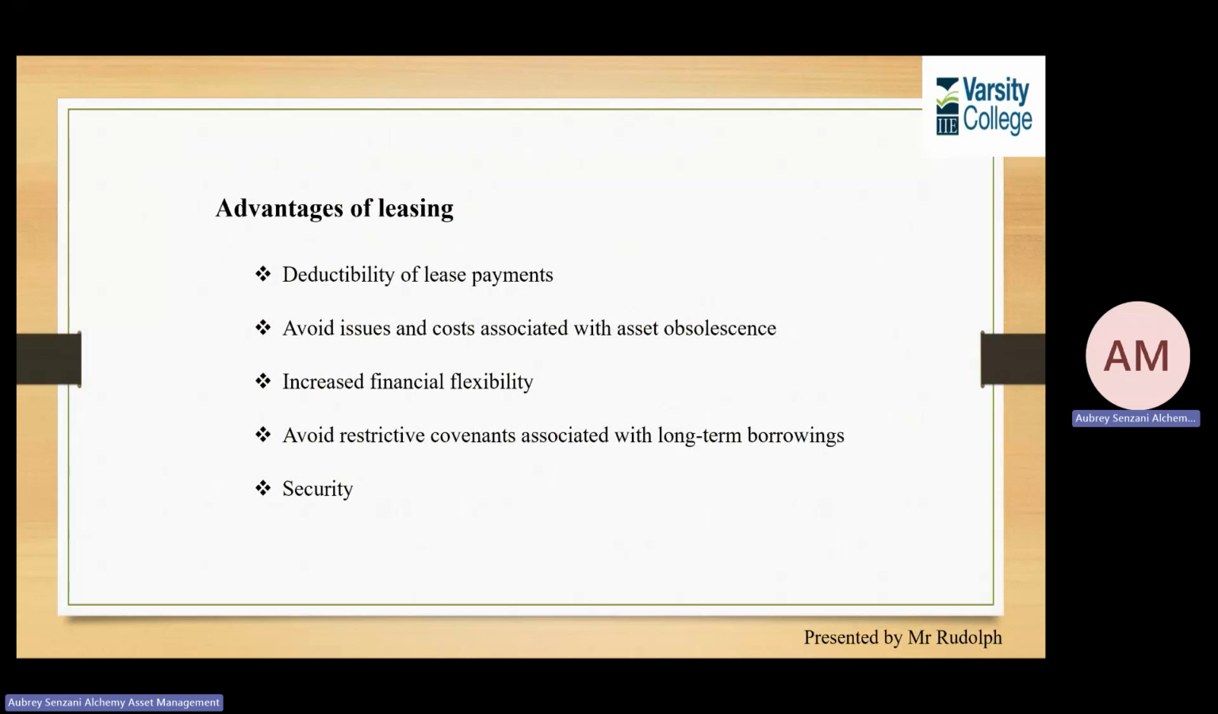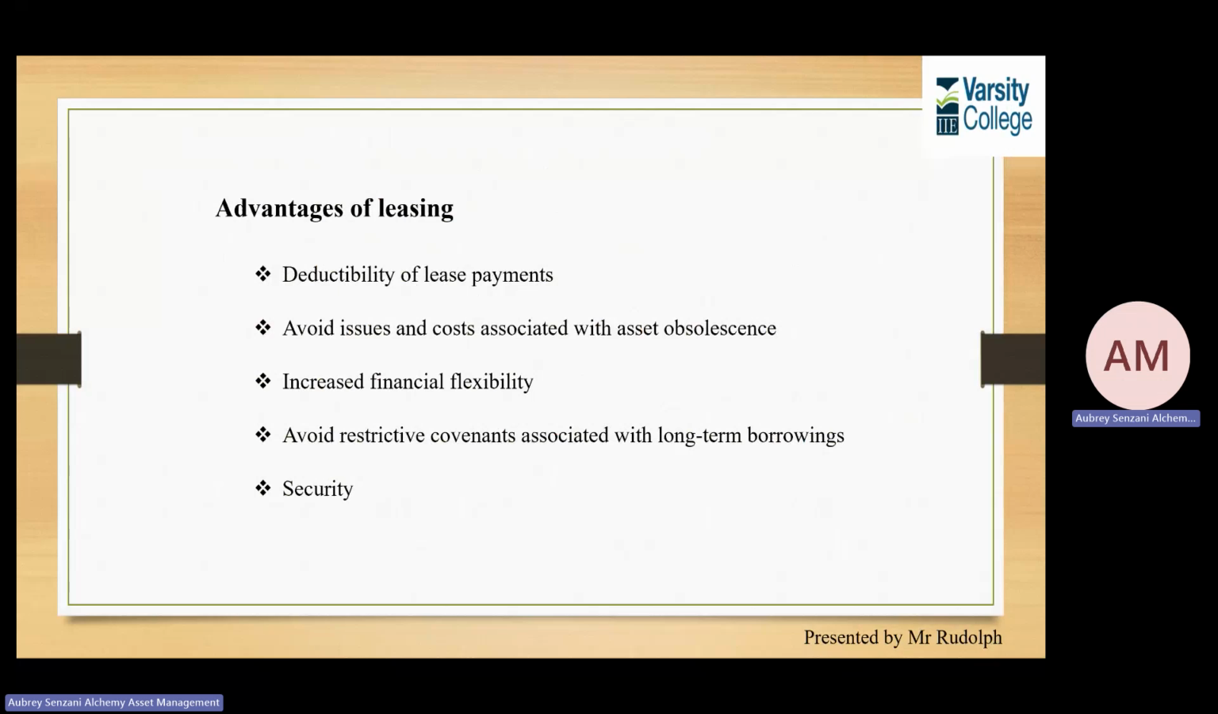If you were to buy the asset outright, that's going to affect only your balance sheet. It's going to increase your assets. But does that bring money in? No, it doesn't. Then avoid issues and costs associated with asset obsolescence. And then increase financial flexibility. I think we've spoken to that. And then avoid restrictive covenants associated with long-term borrowing.